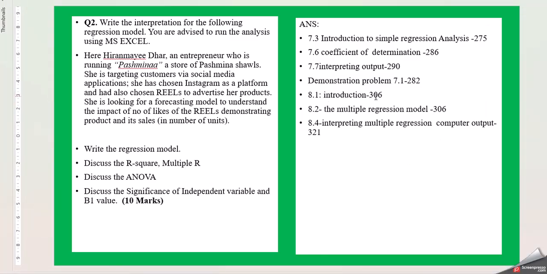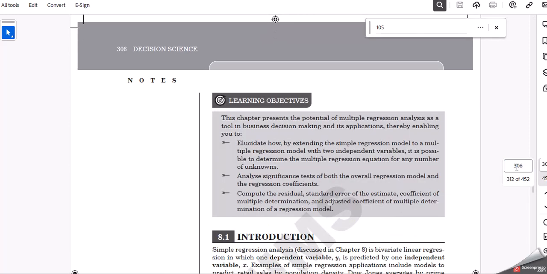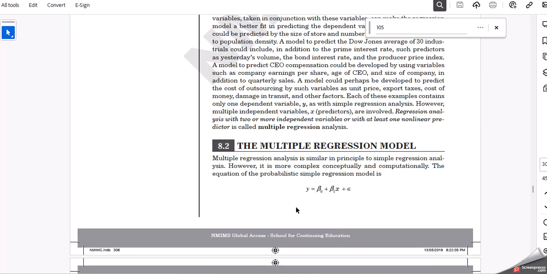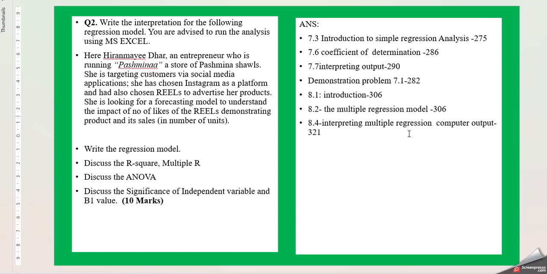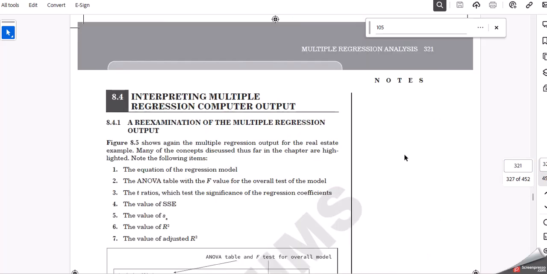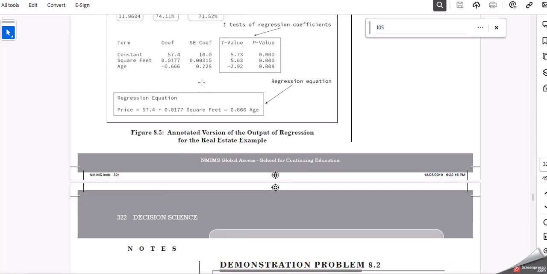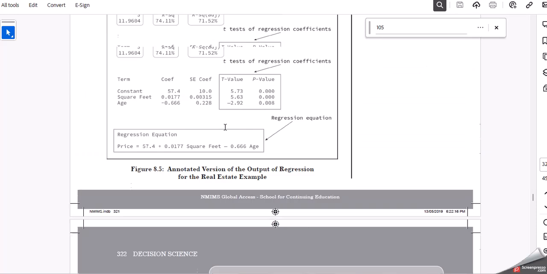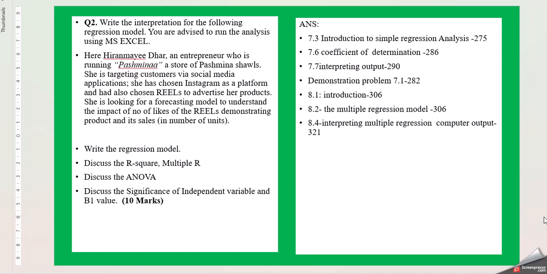Then we are going ahead with introduction 306. Introduction part of it, multiple regression model. Then you have multiple regression, interpreting the multiple regression model, again 321. So this is what the output is and how you have to interpret the values. This is very important for you to write down the final conclusion of your problem.